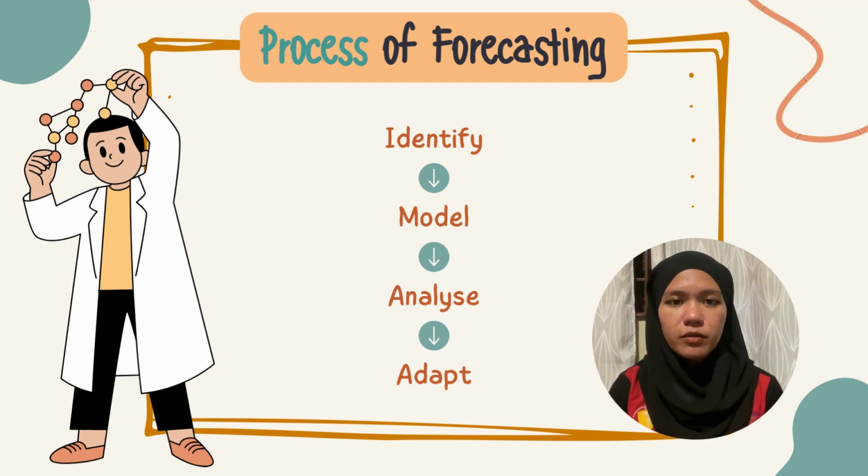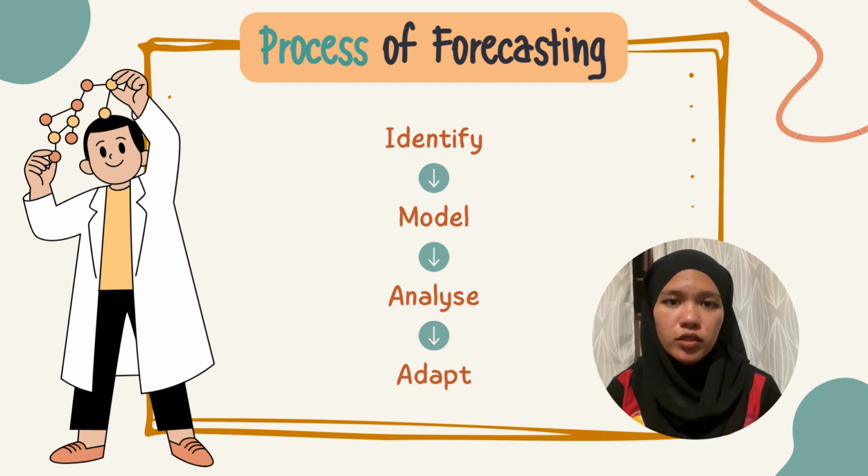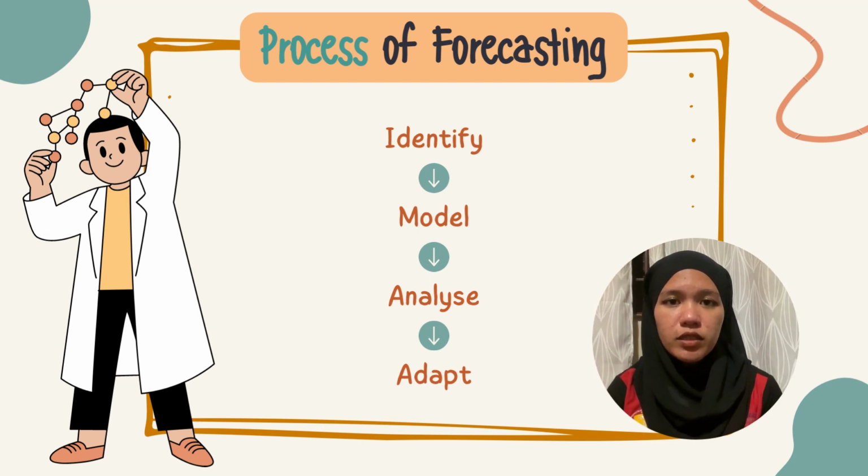Next is the process of forecasting. The first step is to identify. The operations manager must determine what is to be forecasted, such as patient admissions, appointments, and visits. The following step is to create a model. If possible, the operations manager must collect all historical information for this variable using a statistical or spreadsheet tool. The operations manager must then conduct a data analysis to make sense of the forecast and ensure that the results are reasonable. Last but not least is to adapt. The operations manager must continue to monitor and adjust the forecast so that the accuracy of the forecast improves over time.